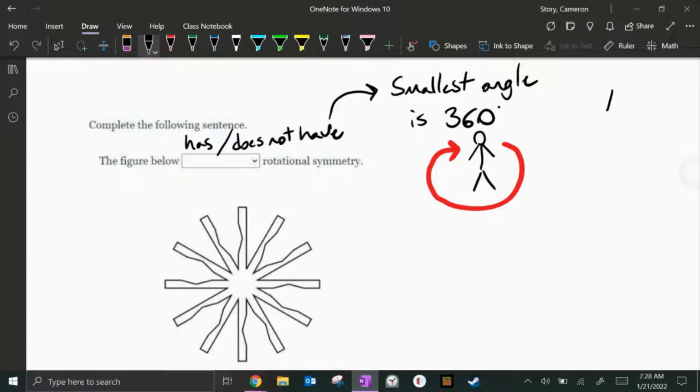Another example would be like a square. The smallest angle, I'll just say SA, the smallest angle would be 90 because every 90 degrees you turn a square, it will look the same as when you started.